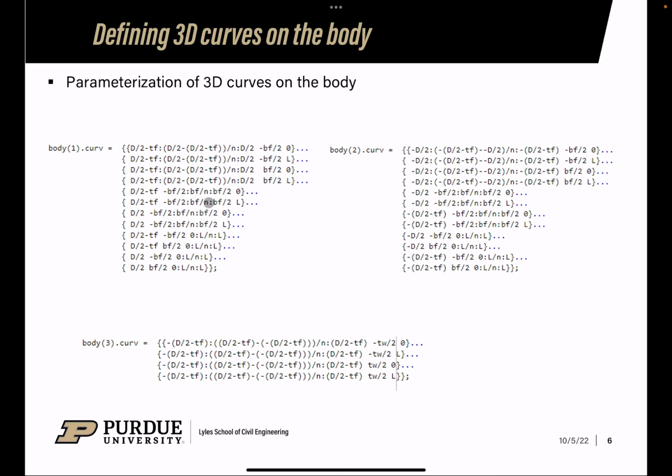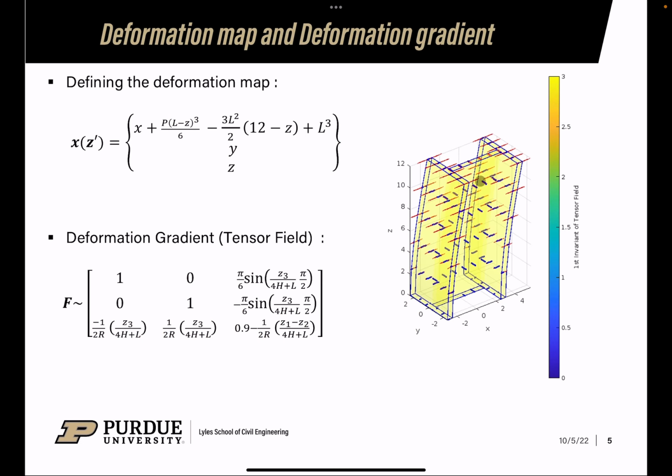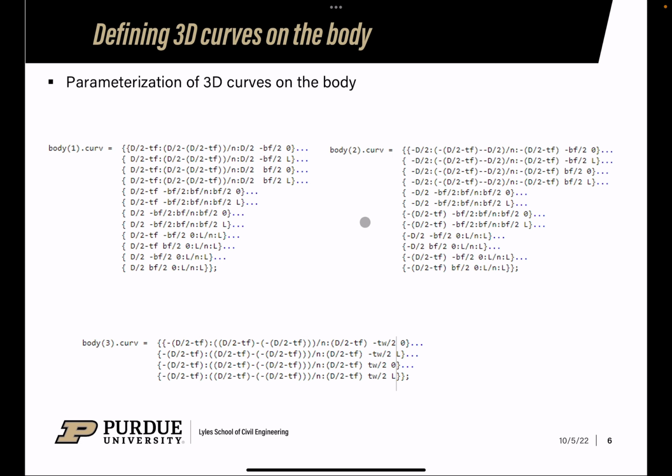Now these are the curves I have defined on my body. There are 12 curves that I have defined for body 1, which is this one, 12 curves for body 2, and only 4 curves for body 3, which is the web.